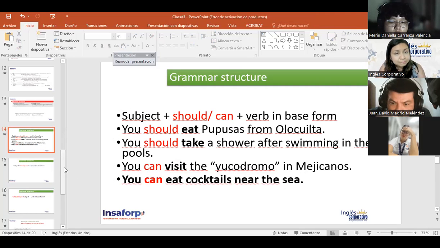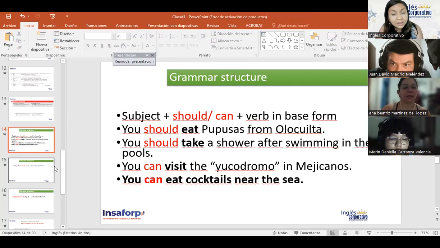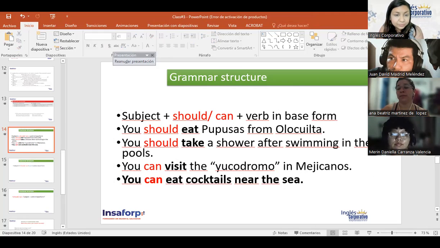Yes, Marin? Teacher, I have a doubt because should is like a recommendation, but can is when you say a possibility. A possibility. Okay. Yeah, they have different meanings. The meaning is different, but the structure is the same because they are modal verbs. So we have subject, should, or can, plus the verb in base form.